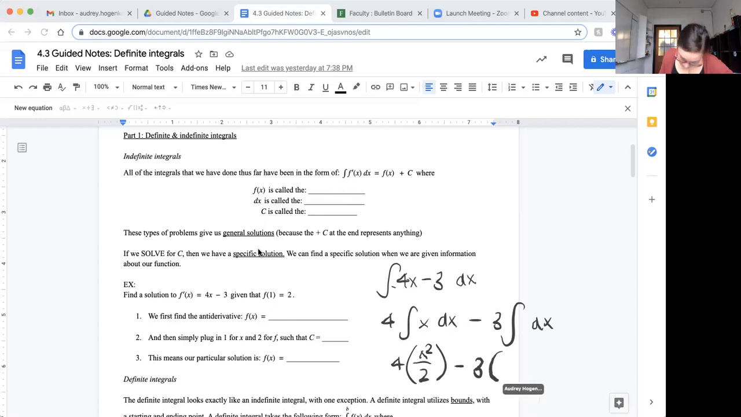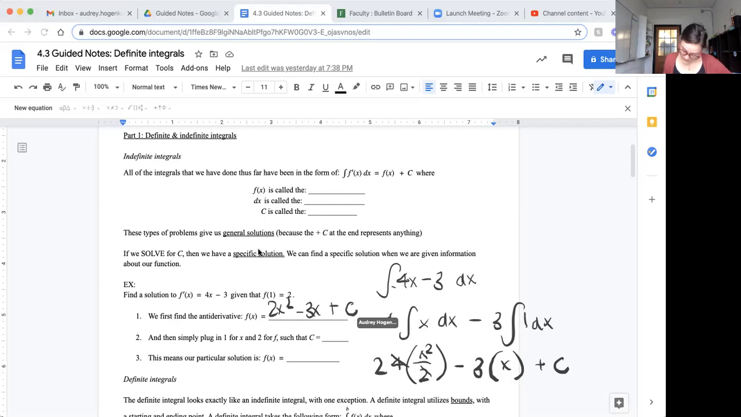Minus 3 times, remember the integral of dx is essentially the integral of 1. The integral of 1 is x. Think about that as the derivative of 3x is equal to 3. So, just creating some connections over here. And then we have to add c, plus c, because this is a general solution. So first we find the antiderivative, which is going to be 2x squared minus 3x plus c.